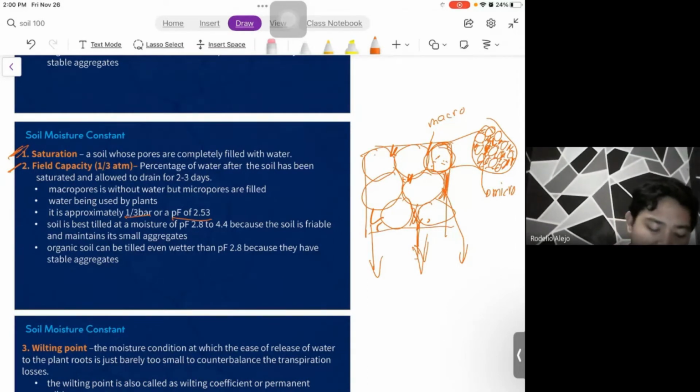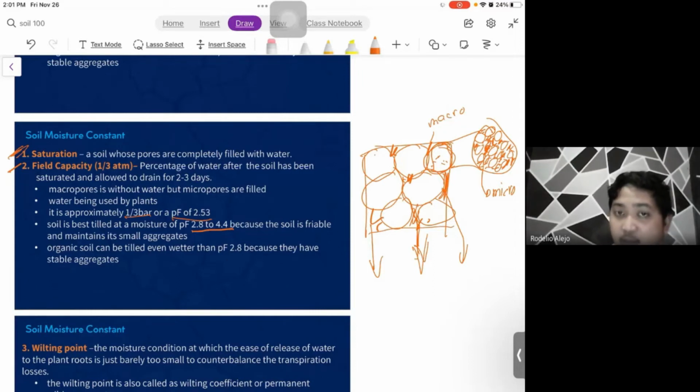2.53. Then, soil is best tilled at a moisture of 2.8 to 4.4 because the soil is friable and maintains its small aggregates. So, karaniwan, sa pag-land prep, sa pag-till, di ba, ang lupa natin kailangan is malapit sa field capacity. Kailangan friable siya. Kailangan madali siyang madurog. Okay? Ayaw naman natin yung sobrang lagkit kapag sobrang mataas yung moisture niya kapag nag-land prep tayo, 'di ba? Unless palay yung itatanim natin or crops na gustong-gusto ng mga madaming moisture. So it also depends on the crops.